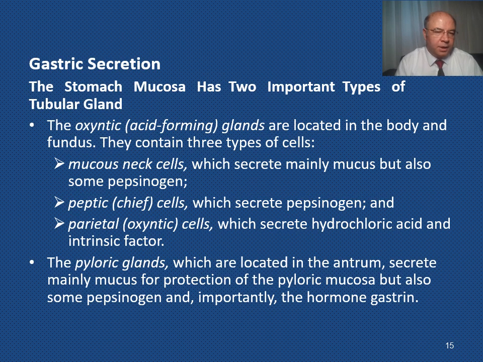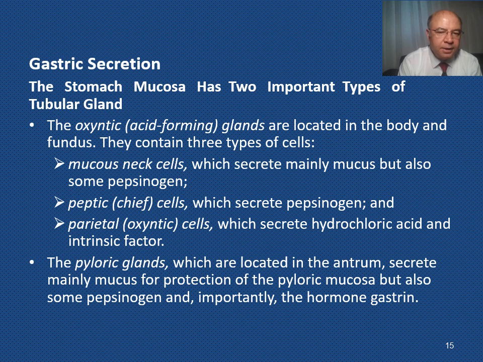Now, gastric secretion. The stomach mucosa has two important types of tubular gland. First, the oxyntic acid-forming glands, and the second, the pyloric glands. The oxyntic or acid-forming glands are located in the body and fundus of the stomach. They contain three types of cells.